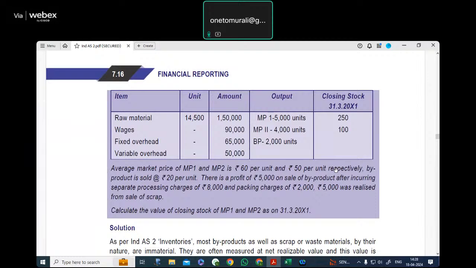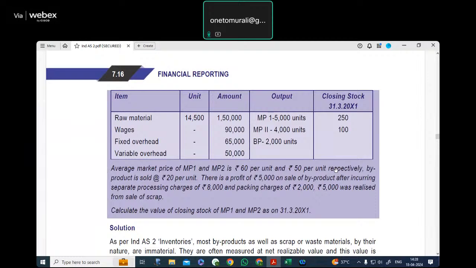Byproduct is sold at the rate of 20 per unit. There is a profit of 5,000 on sale of byproduct after incurring separate processing charges of 8,000 and packing charges of 2,000. Rupees 5,000 was realized from sale of scrap. Calculate the value of closing stock of MP1 and MP2 as on 31st of March X1.